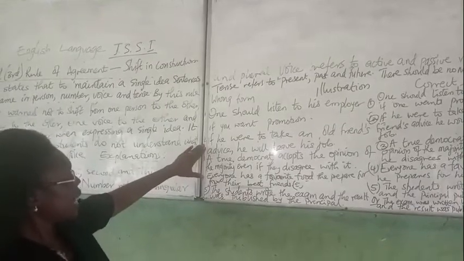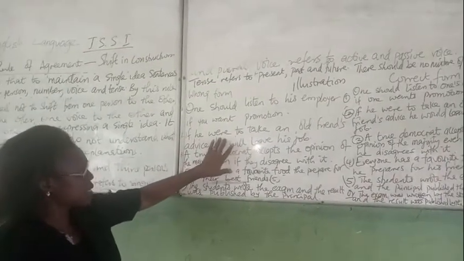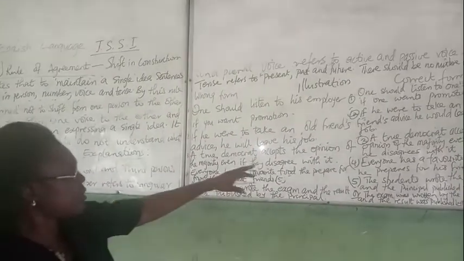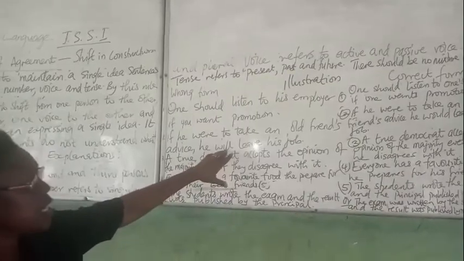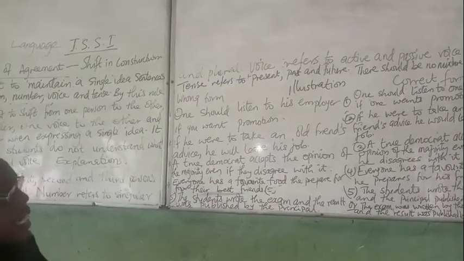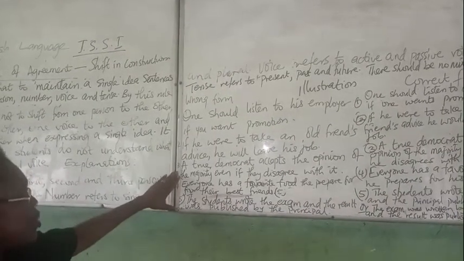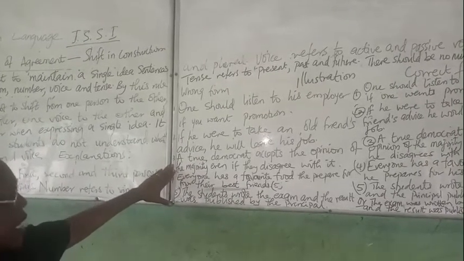Then I have here, this is a conditional sentence which starts with the past. If he were to take an old friend's advice, he will leave the job. This one contradicts it. So it should be, if he were to take an old friend's advice, he would leave his job.